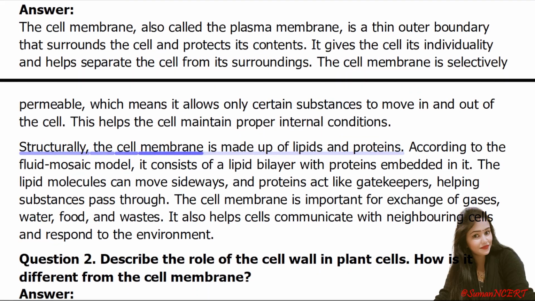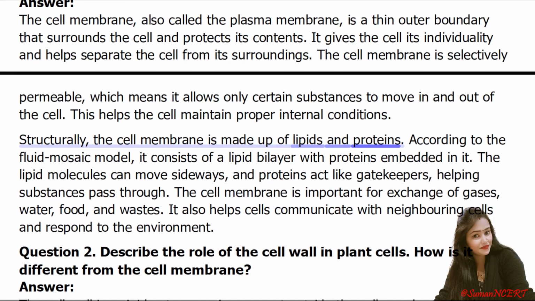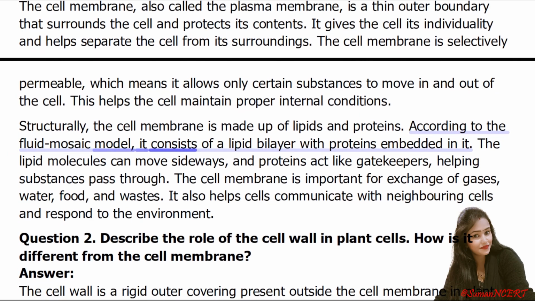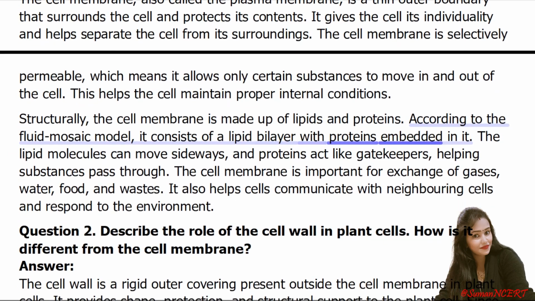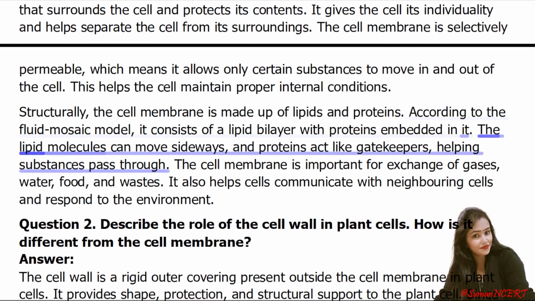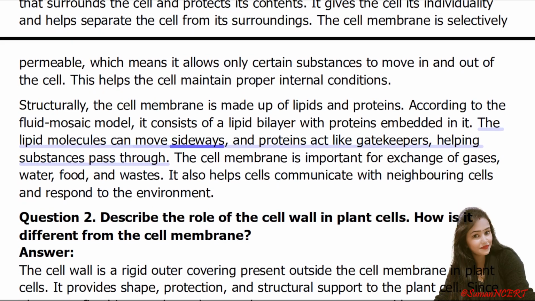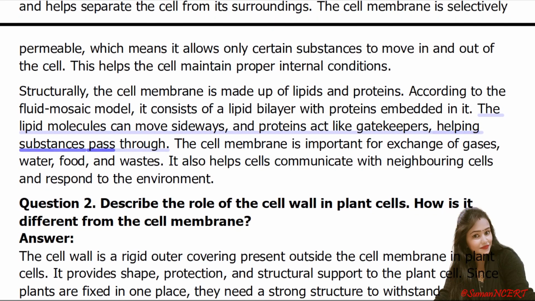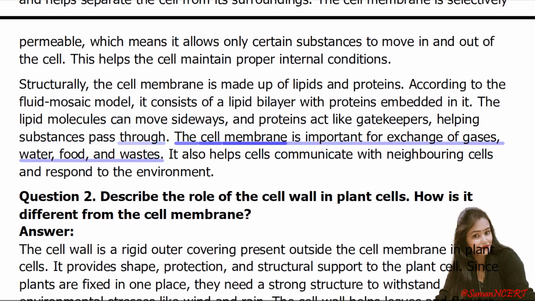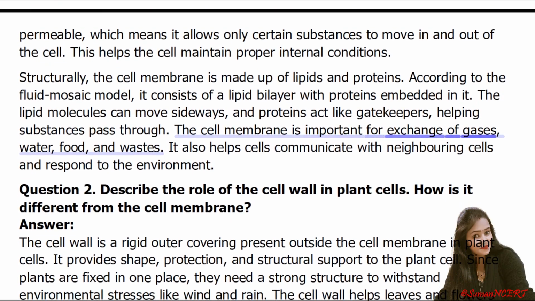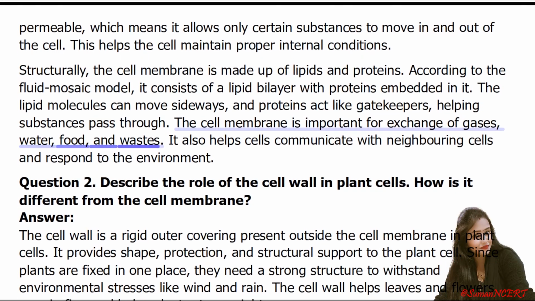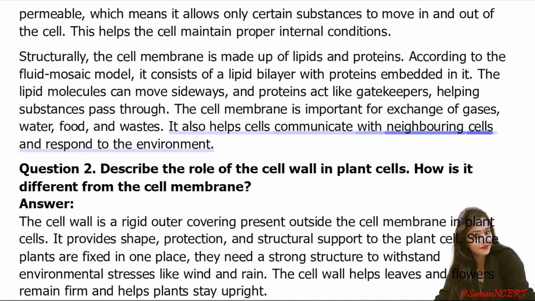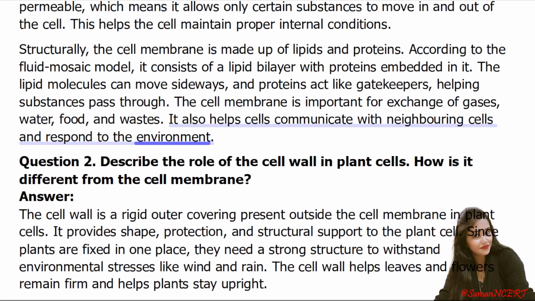Structurally, the cell membrane is made up of lipids and proteins. According to the fluid mosaic model, it consists of a lipid bilayer with proteins embedded in it. The lipid molecules can move sideways, and proteins act like gatekeepers, helping substances pass through. The cell membrane is important for exchange of gases, water, food, and wastes. It also helps cells communicate with neighboring cells and respond to the environment.